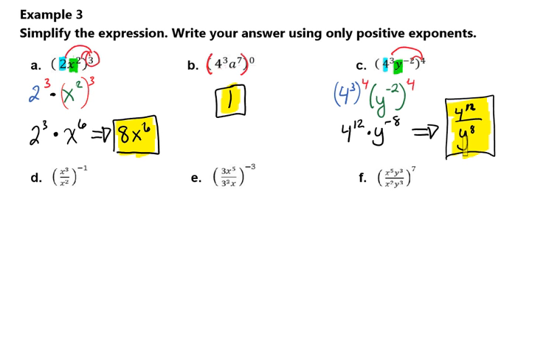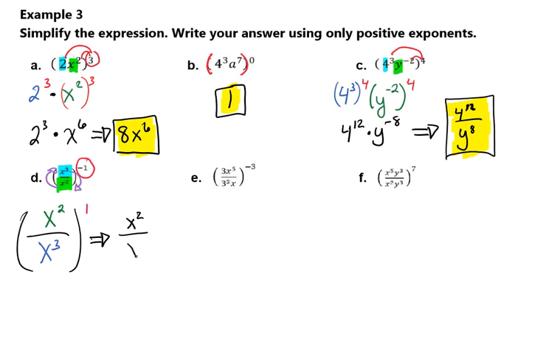For letter D, we have x to the third divided by x squared, all raised to the negative 1 power. So because we have a negative 1 right here, we know that we're going to be able to simply take our denominator and move it up to the numerator, and our numerator down to the denominator. So we'll take each of these pieces and switch them. So we're going to have an x squared over x to the third raised now to the positive 1 power. But because we don't write things raised to the 1 power, that's going to leave us with an x squared over x to the third.